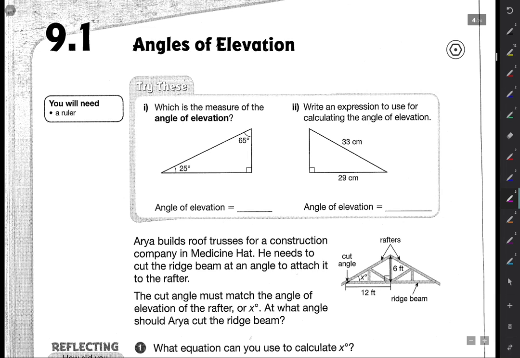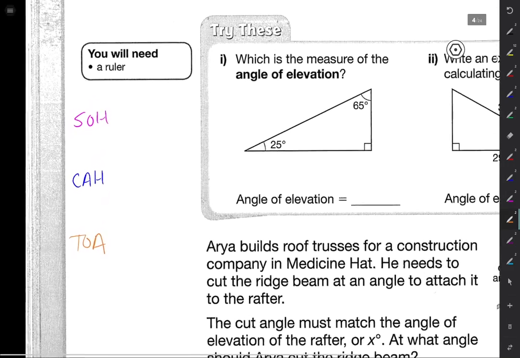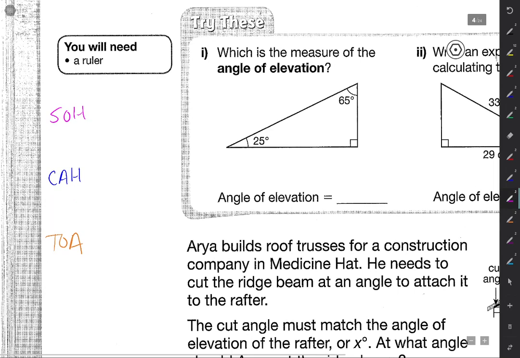In topic 1, we're going to be looking at angles of elevation. Basically, this topic is just going to be using SOHCAHTOA. So here's a little bit of a refresher of what SOHCAHTOA stands for. The S stands for sine. So I'll put the sine of x, x being an angle, is equal to opposite over hypotenuse.